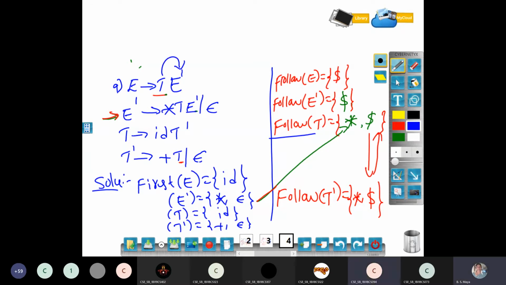Yes or no? E dash. Yes, E dash is there. What should be written for that? First of E dash. As per the rule, it is a non-terminal. I have to write first of E dash. What is the first of E dash? Star and epsilon. So star.